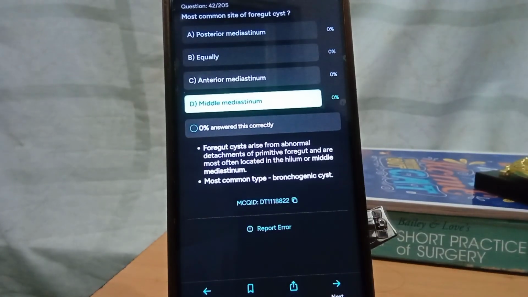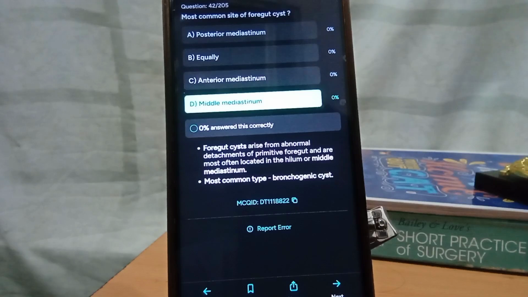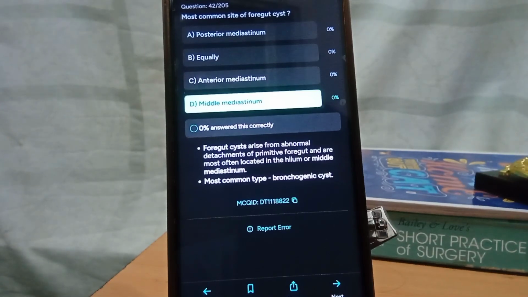The most common site of foregut cyst is the middle mediastinum. Foregut cysts arise from the abnormal detachment of primitive foregut and are most often located in the hilum or middle mediastinum. So the most common type is bronchogenic cyst.